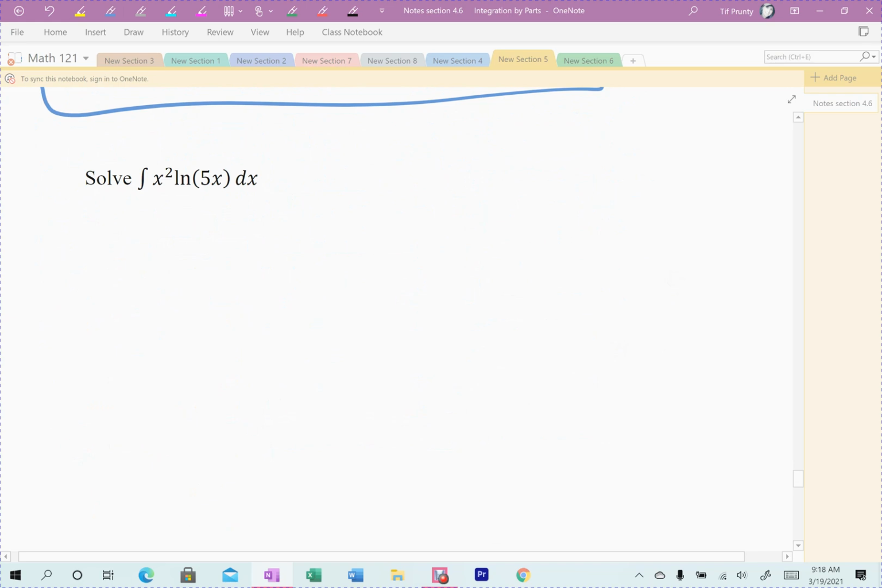So I've got an x squared times the natural log of 5x. So this one's a little more complex. I didn't write them out, but u is the natural log expression, which leaves the x squared dx, the dv part. So this one's going to be a little messier. I'm going to have a little more parts to it.